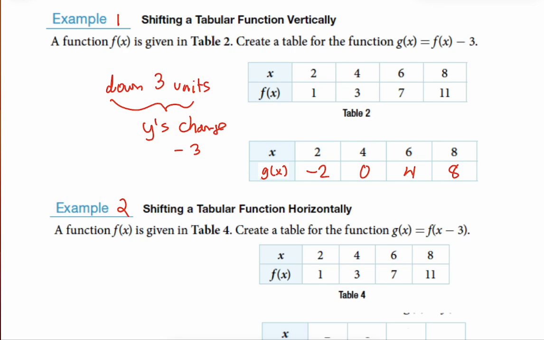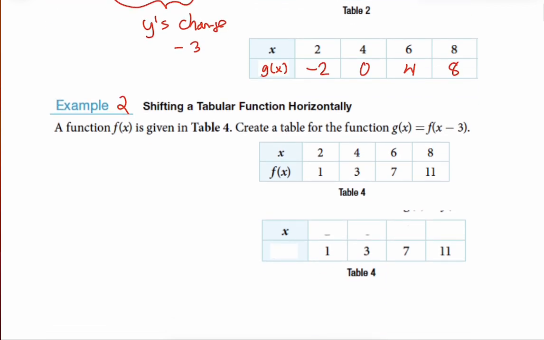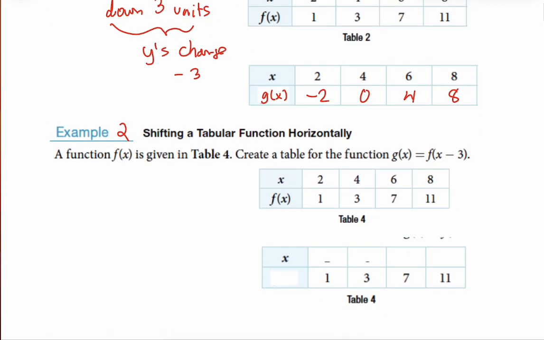Okay, so now let's take a look at the difference in example 1 from example 2. From example 2, the subtraction is on the inside. It is going to change our x's. But what's weird about it is it does the opposite of what you expect, okay? Because x minus 3 equals 2 now at 5. See how it adds 3 onto it.